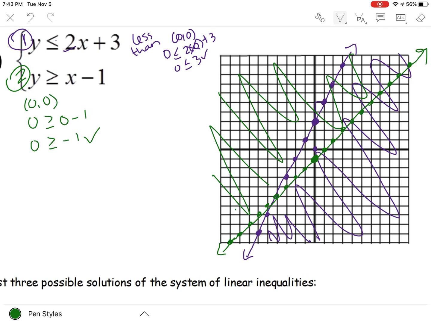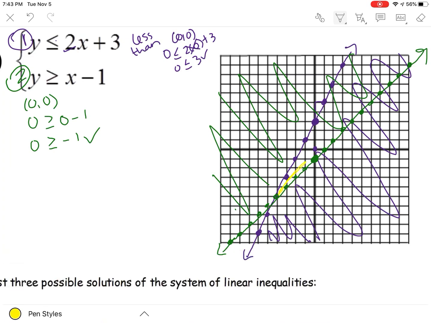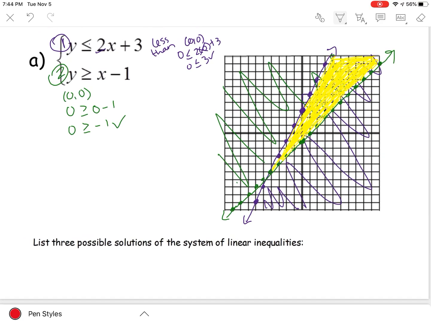So our solution for this system is the area that our lines have in common. Notice that this area right here has purple shading in it and it has green shading in it. Since this one little section has both colors in it, this section is our solution. So anything on either of these lines, since they're solid, and anything in this yellow area is a solution to this system. If we wanted to list 3 possible solutions for this linear system, we would pick any 3 ordered pairs from this area. For example, the origin is in this area.